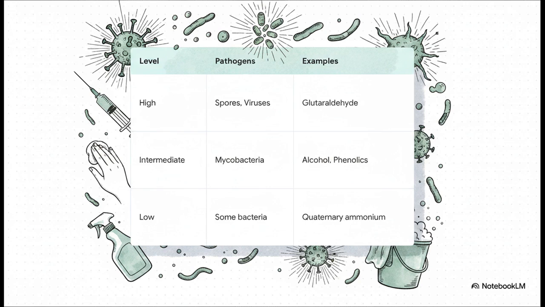Then we step down to intermediate-level disinfectants, your alcohols and phenolics. These handle mycobacteria and most viruses, which makes them perfect for skin-level prep. Finally, we have low-level disinfectants, like quaternary ammonium compounds. These are for routine environmental cleaning. They target some bacteria and viruses, but leave the tough spores completely intact.